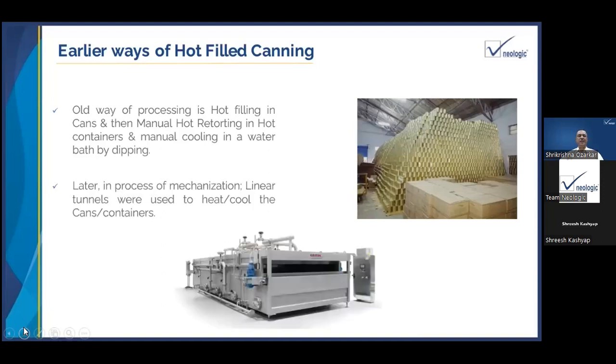We have seen, a lot of people from the processing industry have seen, that we have linear tunnels either for the cans or for the bottles or for the jars or for the pouches, which is the latest trend now. So this is an advancement of the technology from manual retorting to a retort with linear tunnels. But there are certain limitations for this particular aspect as well. So let's try to understand what the limitations are for this particular process.